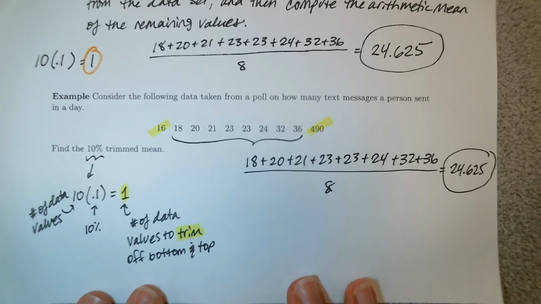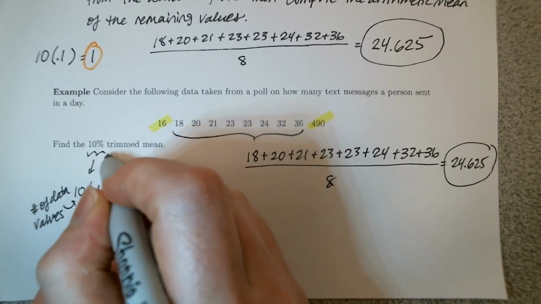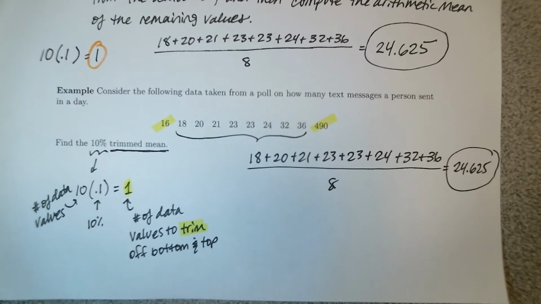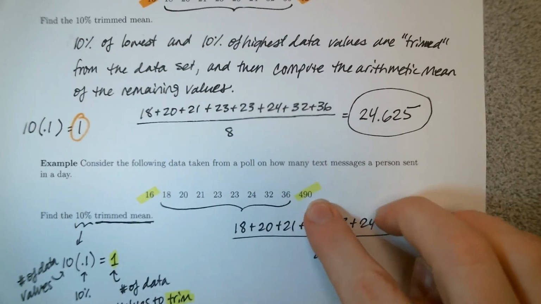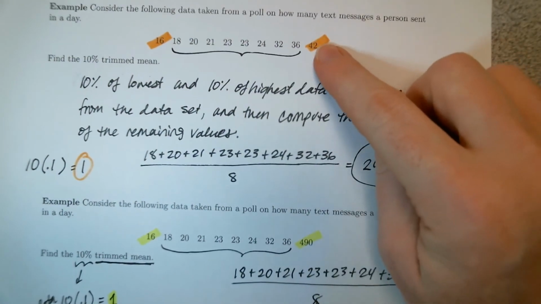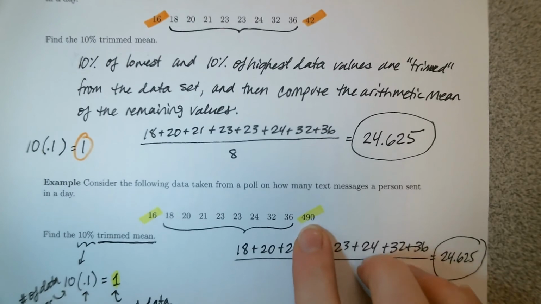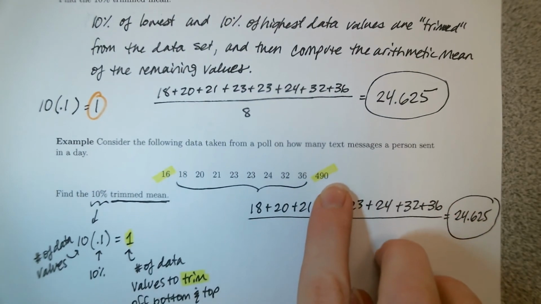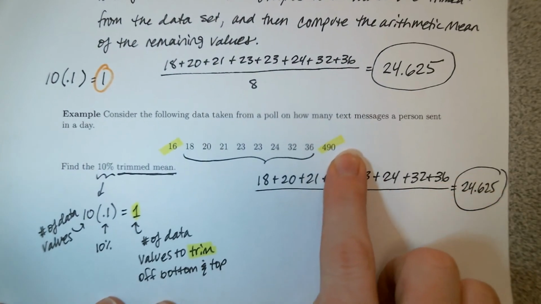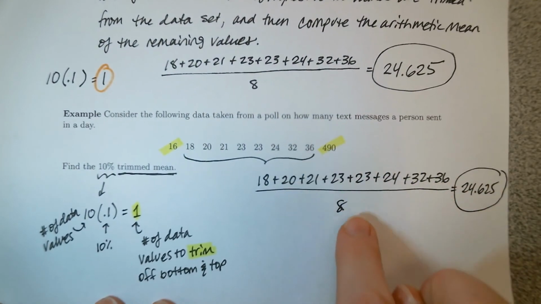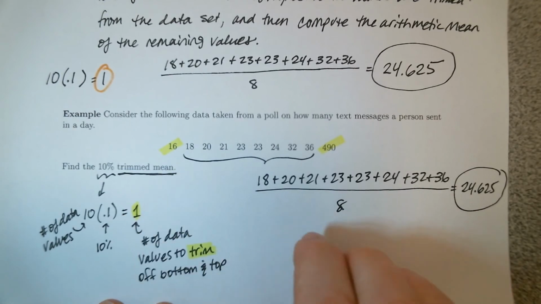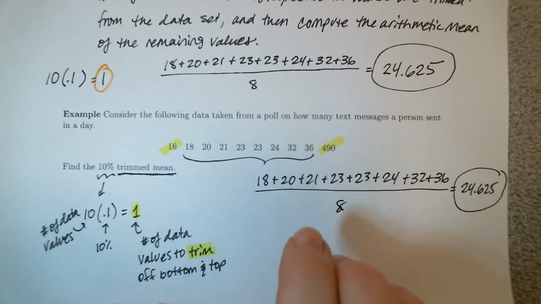What this shows us is that the trimmed mean is considered a resistant measure, and it's resistant because it's not affected by outliers. When I severely changed one of these values to be an extreme outlier compared to the rest of the data set, you can see that that outlier was trimmed off and not even considered when computing this mean. So we consider the trimmed mean to be a resistant measure because it's not affected by outliers.